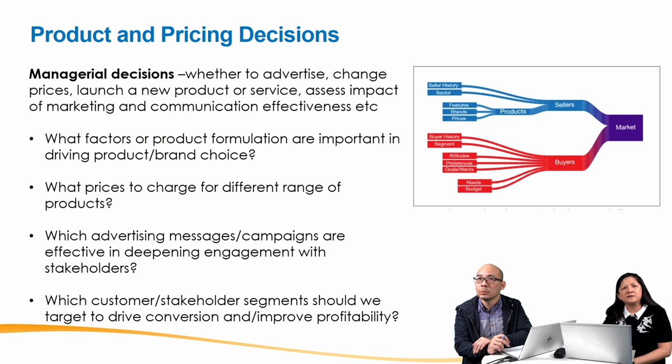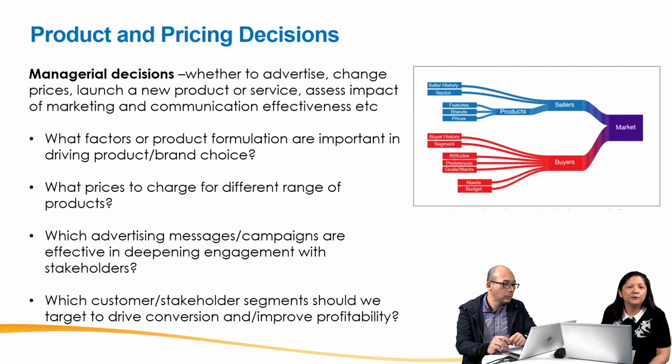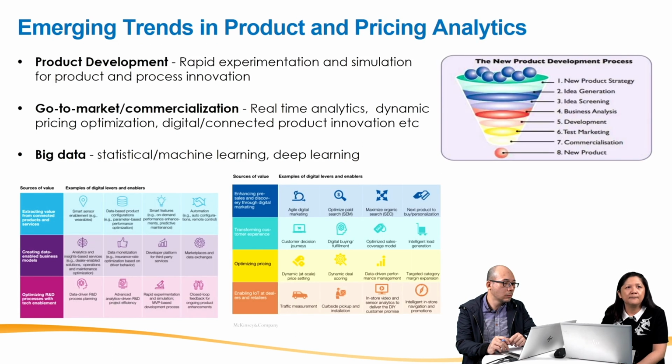Specifically, some of the questions that we are interested to look at are: what factors or product formulation are important in driving brand choices? What prices shall we charge for different ranges of products, for the good range, for the better range, and for the best range of products? Which advertising messages and campaigns are effective in deepening engagement with our stakeholders, as well as which customer or stakeholder segments should we target to drive conversion and improve profitability?